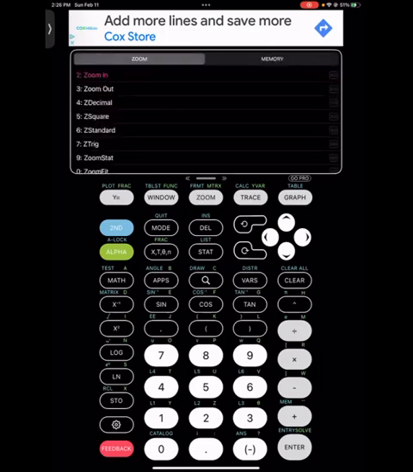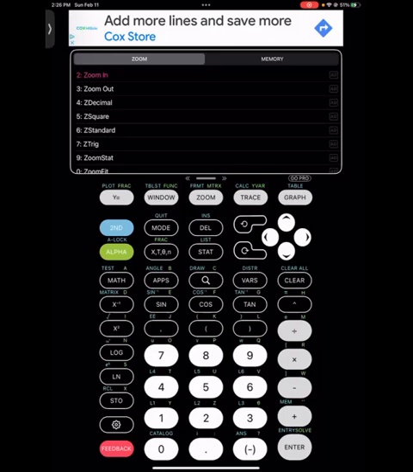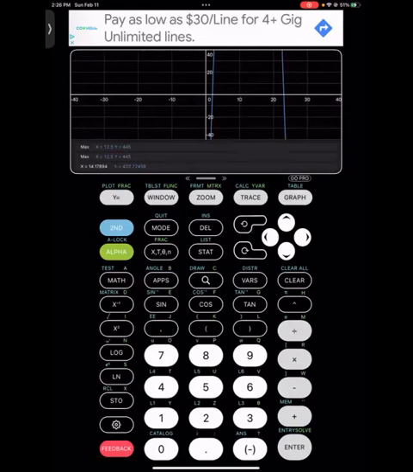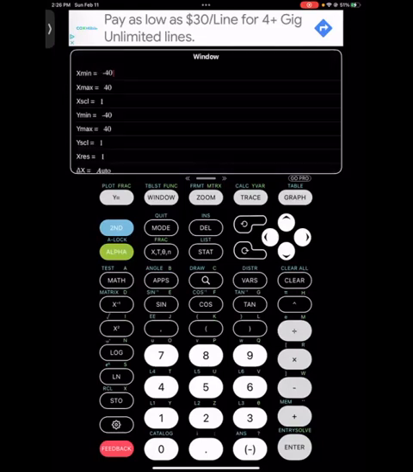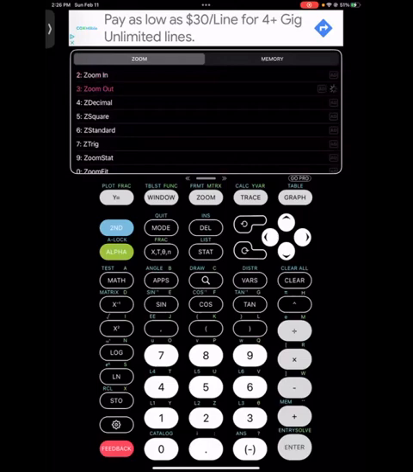And then you can go to the graph and say, okay, that doesn't look very good. And we can go to our zoom button. Again, the zoom button is always adjusting the window to give us a better picture of what's going on. And I can hit zoom out. Well, now we can tell it zoomed out a bit. We can go to window again, and now it's -40 to 40 for X and Y. Well, that doesn't look quite like everything that I want to see. So let's zoom out again.